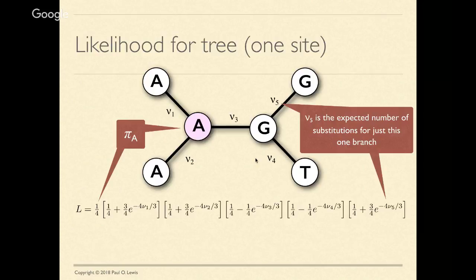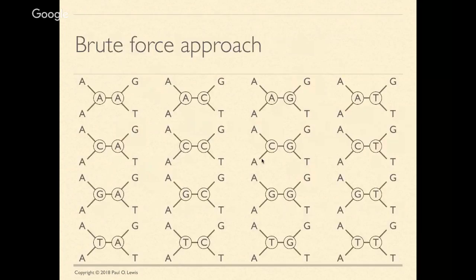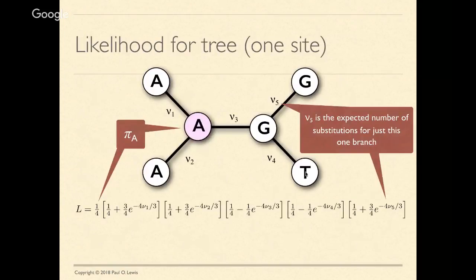So if we use the equilibrium 1/4 as the probability of seeing the state A at the root, the second and later terms are just the transition probabilities associated with no change over branch 1, no change over branch 2, a change from an A to a G over branch 3, a change from a G to a T over branch 4, and then no change over branch 5. And note that the branch lengths appear in the transition probabilities associated with each branch. So v5 appears in this transition probability, v4 appears in this one, v3 in this one, and so forth.